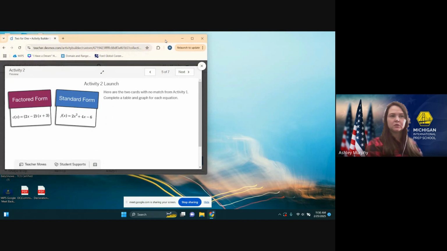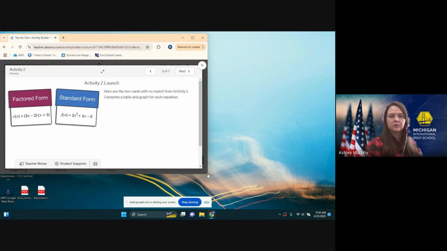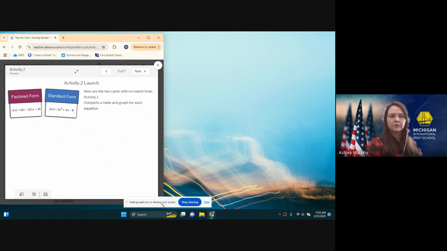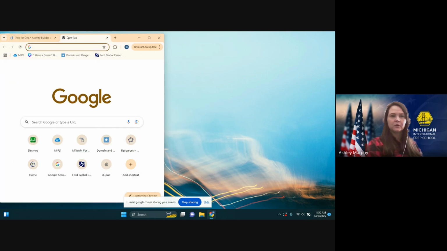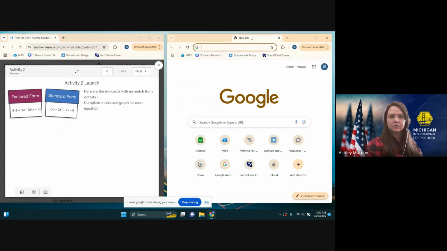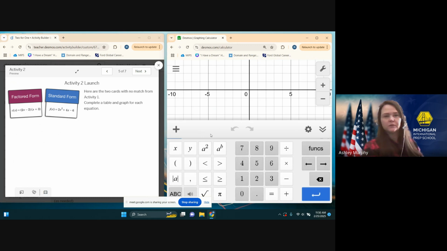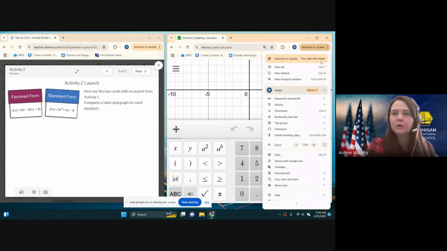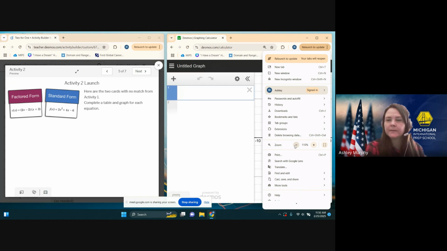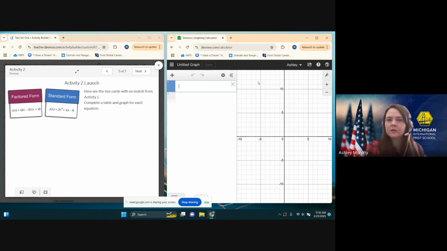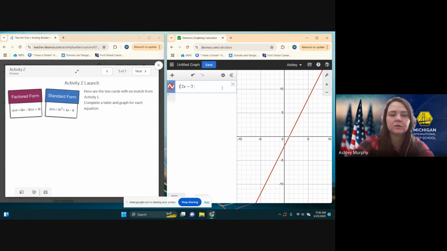So just to show you, I'm going to open Desmos. And I just want to show you these functions. Whoa, this is really big. Okay, that's better. Let's look at this first function: 2x minus 2, x plus 3.